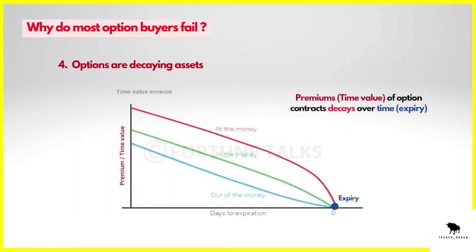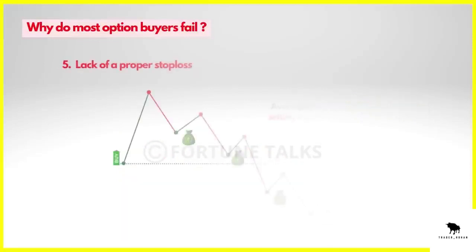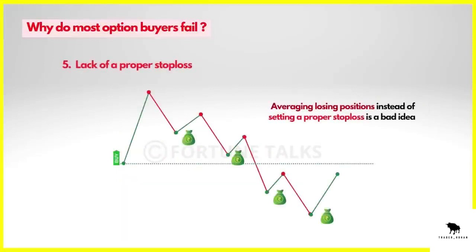The fourth reason is associated with an inherent property of options. Options are decaying assets, meaning that the time value of option premium reduces with time, and it is more evident when we get closer to the expiry. Now, one of the biggest reasons why most option buyers go broke is due to the lack of proper stop losses. Most of them try to average their losses instead of cutting their losses. Your stop loss will depend on the strike price that you have selected. So for an ATM and OTM options, the stop losses will be different.